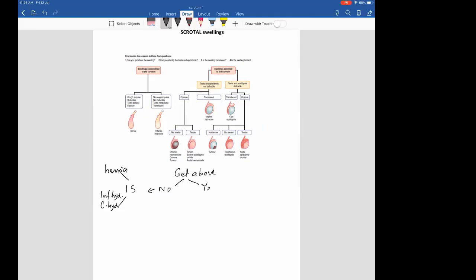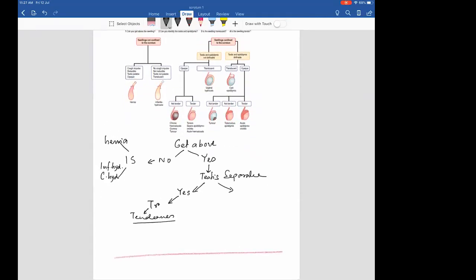Now, if the answer is yes, what is the next question? Can you palpate the testes separate from the swelling? If the testes are separate from the swelling, then please remember, you now have two options. If it is yes, then the next test that you do is transillumination, followed by tenderness. If it is transilluminant, then it can be an epididymal cyst or an encysted hydrocele. If it is non-transilluminant, then it can be one of the three.